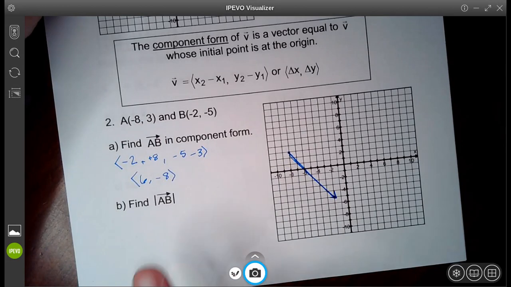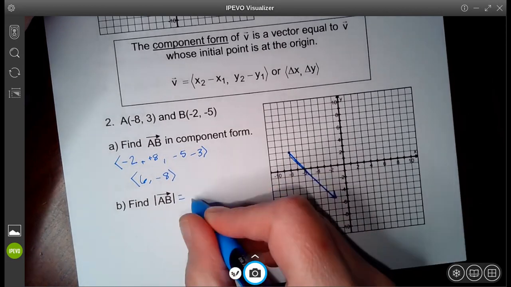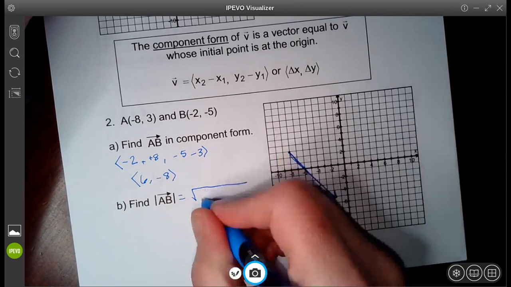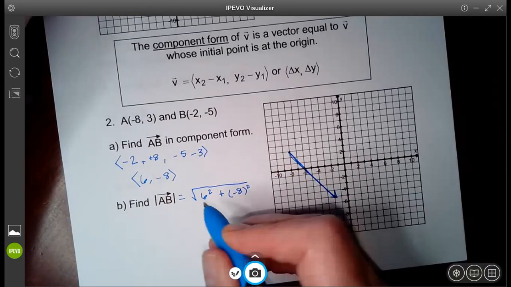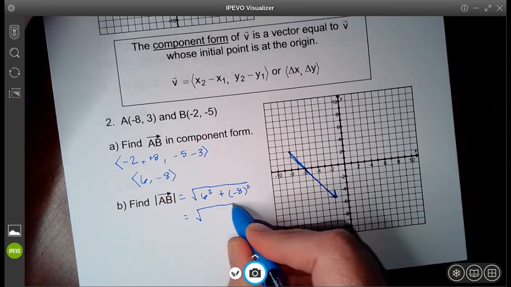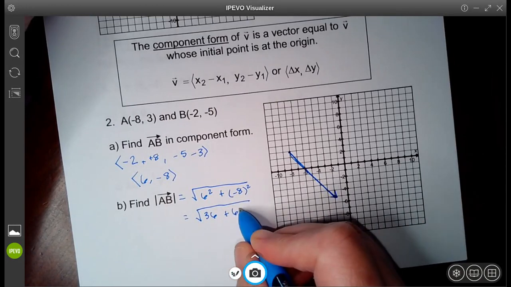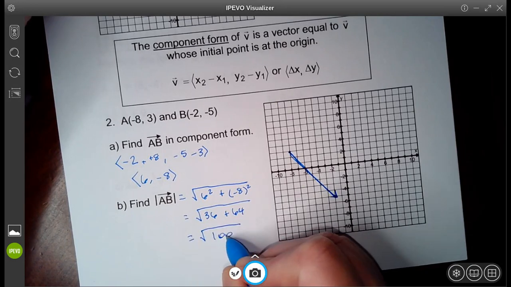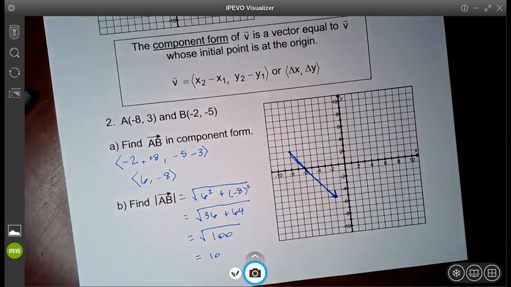All right, so now for B, I want to find the magnitude of AB. So remember, that's when it has those absolute value bars, and that is the square root of both of these things squared. So if I had 6 squared plus negative 8 squared. So 6 squared is 36 plus negative 8 squared is 64. So if I add those together, we get 100, and the square root of that is 10. So the magnitude, or the length of this vector, is 10.